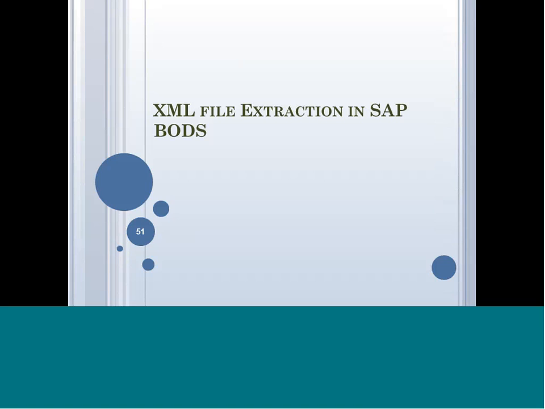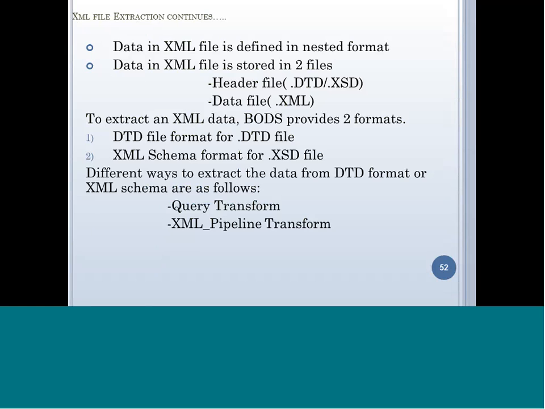But from the technical standpoint, how will the XML file get extracted in BODS? If you want to extract an XML file from BODS, we mainly need a combination of two files. One is called the header file, and another is the .xml file. When you ask the customer for the header file, the customer may give you a .dtd or .xsd as the header file.